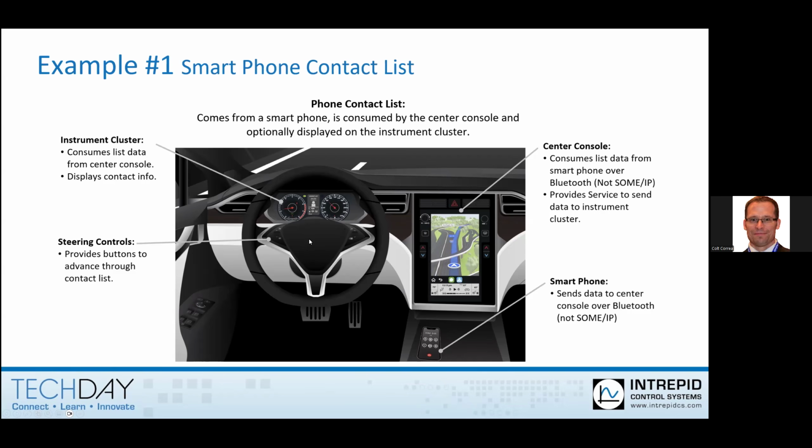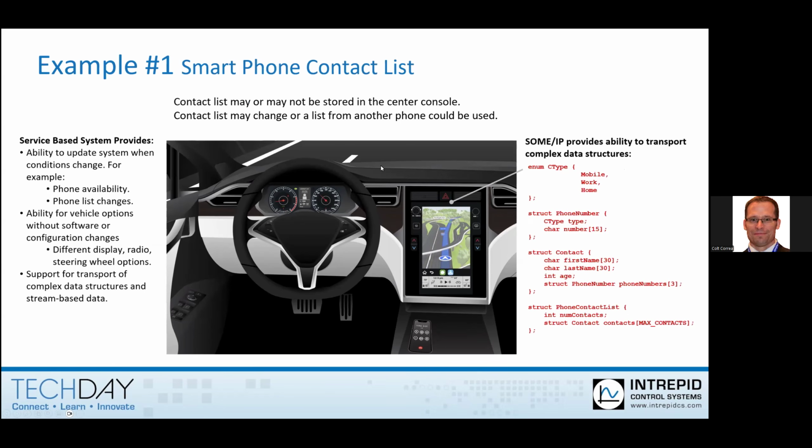So what we can do here is have some SOME/IP where the center console offers a service to anything else in the vehicle. It could be the instrument cluster and the steering controls that consume a service of a contact list. You can say the service related to the information related to a list of contacts that we can call. So let's move on. This shows the data that we might be able to transfer over SOME/IP.